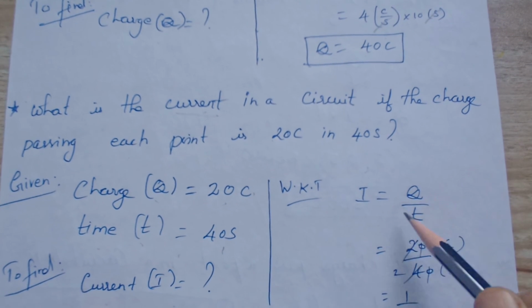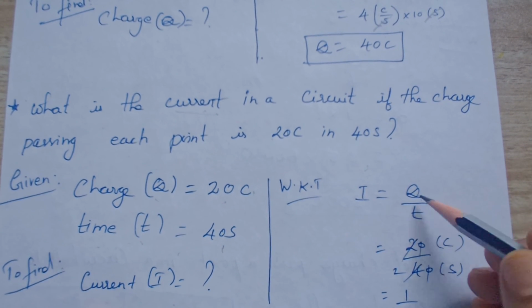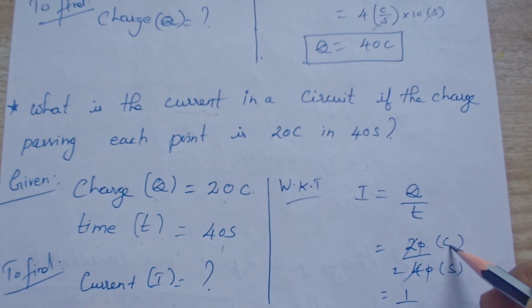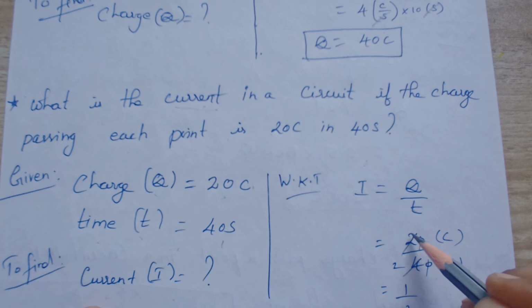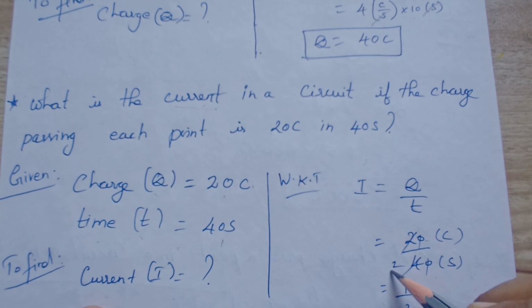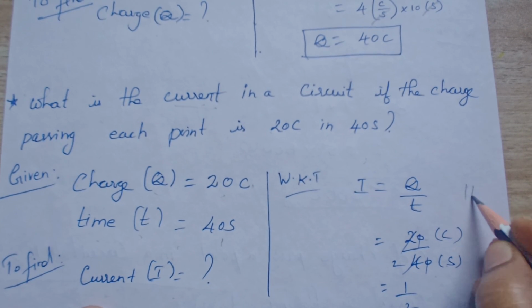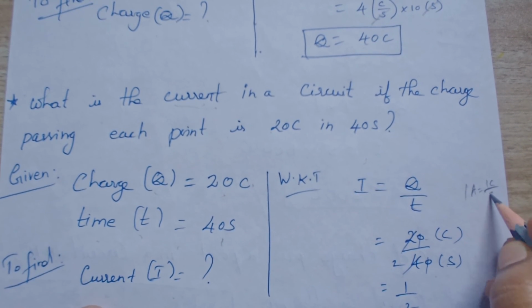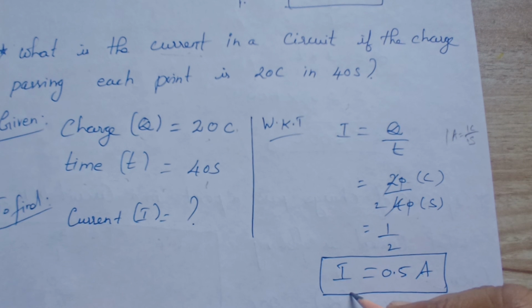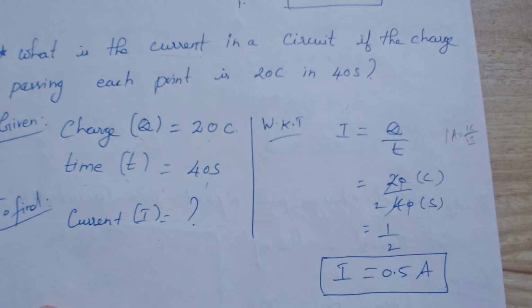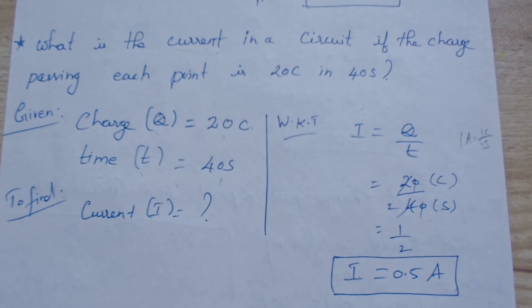So I equals Q by T, where Q is 20 coulombs and T is 40 seconds. 0 gets cancelled, 2 and 4, 2 times, so it becomes 1 by 2. C by S means what? Ampere. 1 ampere equals 1 C by 1 S, right? So C by S means ampere. So 1 by 2 means 0.5. So current I equals 0.5 amperes. Okay. Thank you.